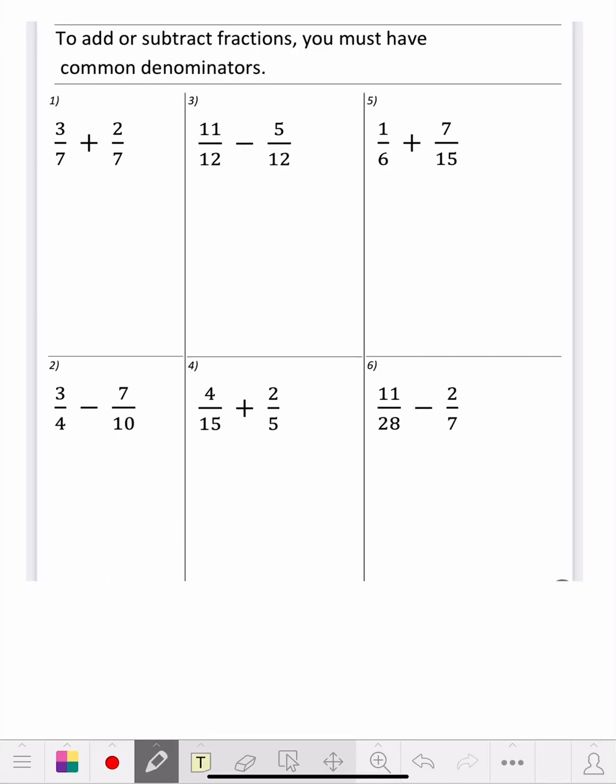Hello, class. We're going to continue our lesson with fractions. We're going to add and subtract fractions, okay?